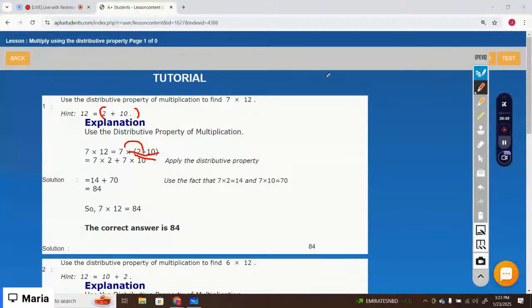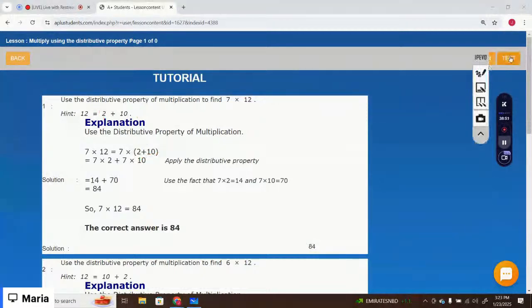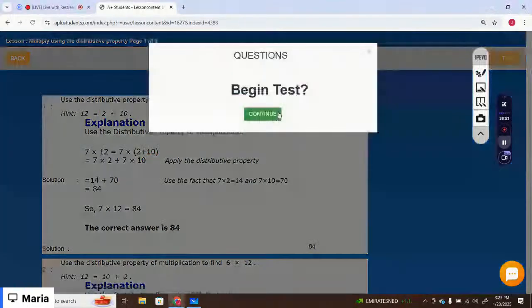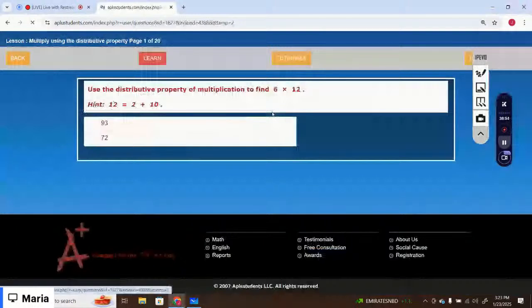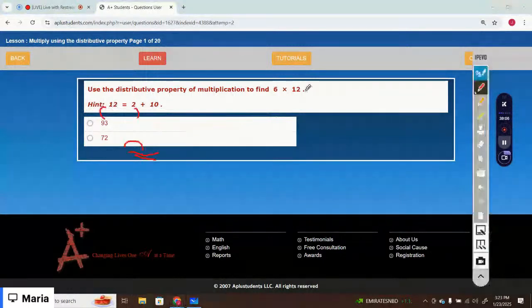Let's just start with the test questions. Let's see how we multiply using the distributive property. Use the distributive property of multiplication to find 6 times 12. You are given the hint. You need to write this 12 as 2 plus 10. So let's just replace 12 with 2 plus 10.